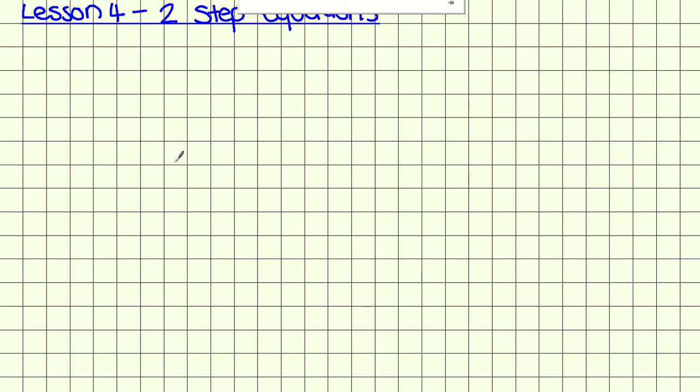Okay, so here comes our final lesson for this week. And what we're doing is we're still solving equations, but it's now going to be two-step equations. So I'm just going to give you a brief reminder of what we did on lesson 1 and lesson 2.